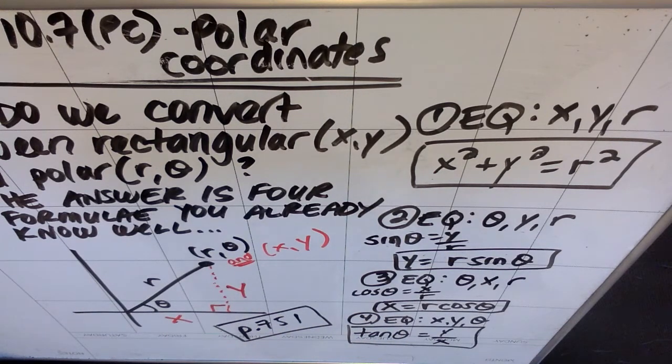But again, none of those are new formulae. You've seen this a bajillion times. You've been doing Pythagorean theorem since Algebra 1. You've been doing SOHCAHTOA probably since at least geometry, if not also Algebra 1, and definitely all this year. So none of these things are new, even though they're in a new context.